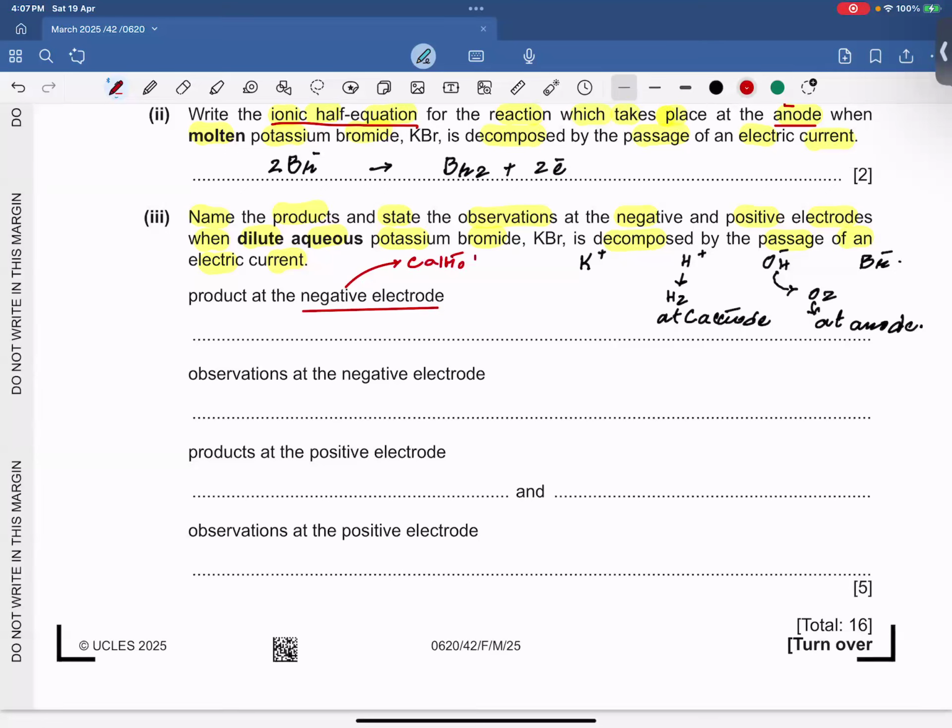Cathode is attached to the negative terminal of the battery, which is why it is also called negative electrode. So product at negative electrode is hydrogen gas. Observation at negative electrode: colorless, odorless bubbles of gas.